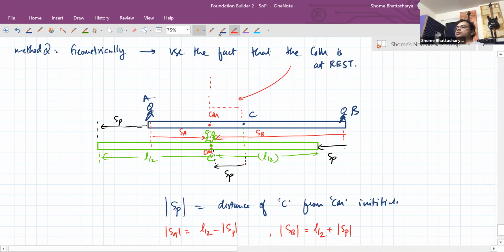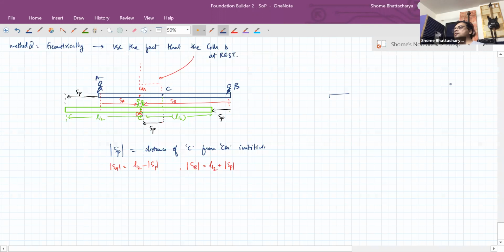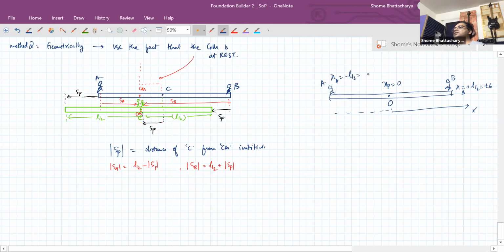So now the only thing remaining is to find this. How can we find this now? That's very easy. Let's just make ourselves a new diagram where this midpoint is our origin and this is our x-axis. So B's position here is at x equal to plus L by 2, or plus 6. The position of the Plank is at x equal to 0, and A's position is at x equal to minus L by 2, or minus 6.